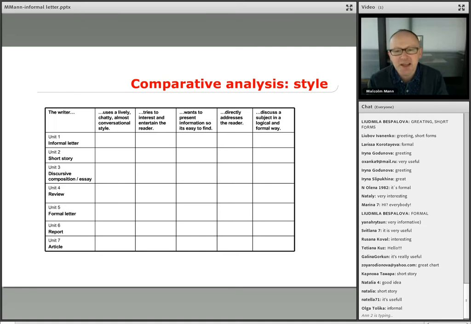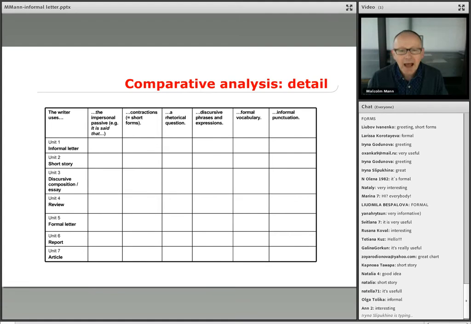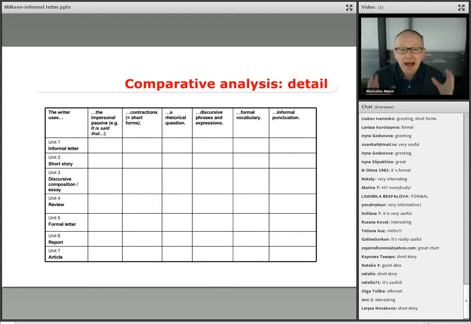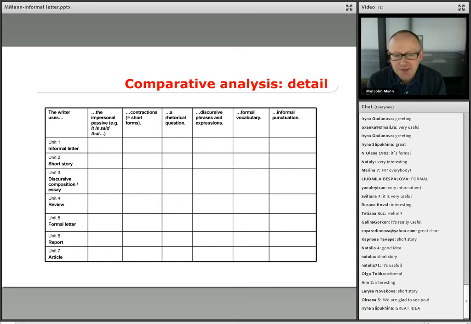Or this is a conversational style, and here are 3 examples. So we get them to give real concrete examples. And then we can go into more detail. And once again, this is just an example. You can change the categories.